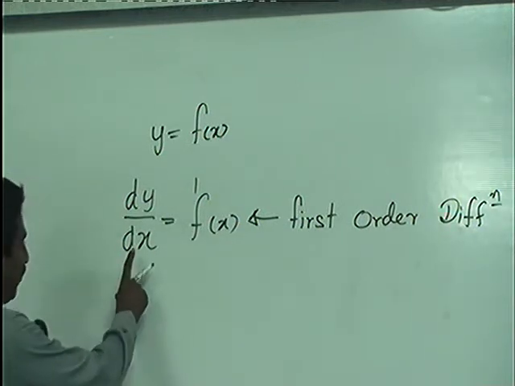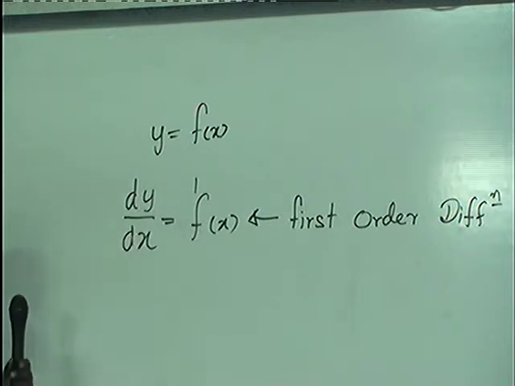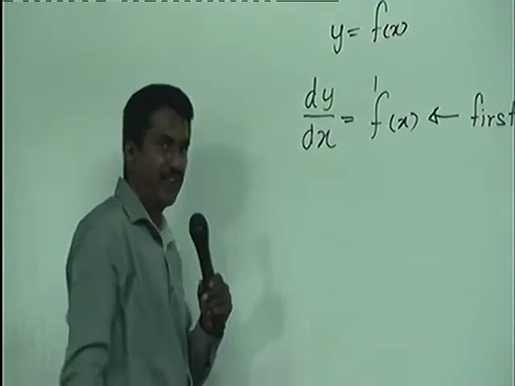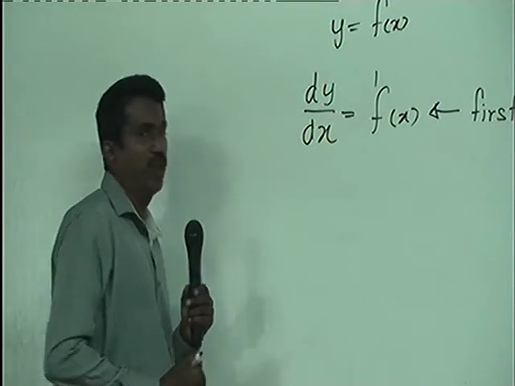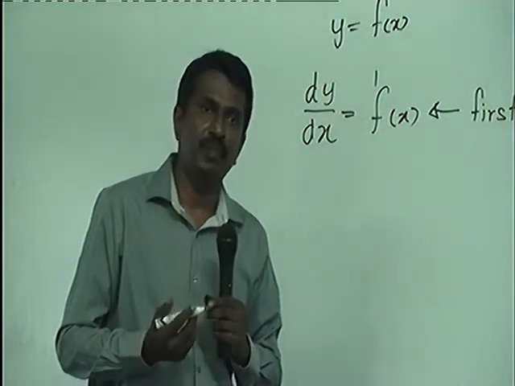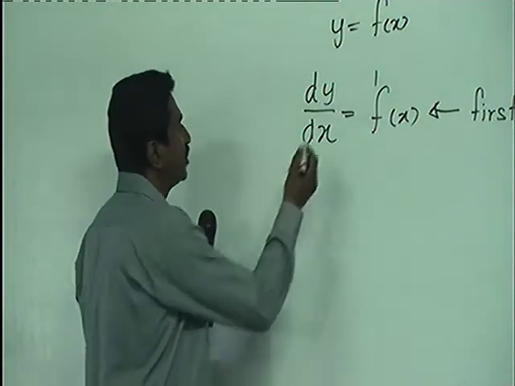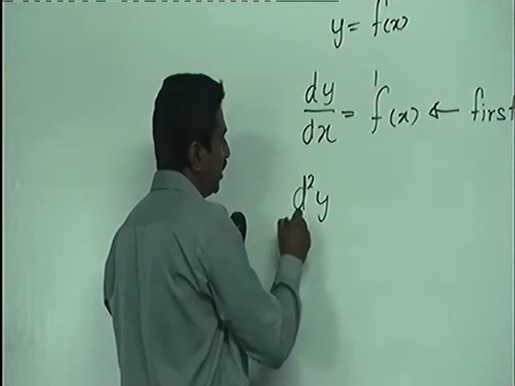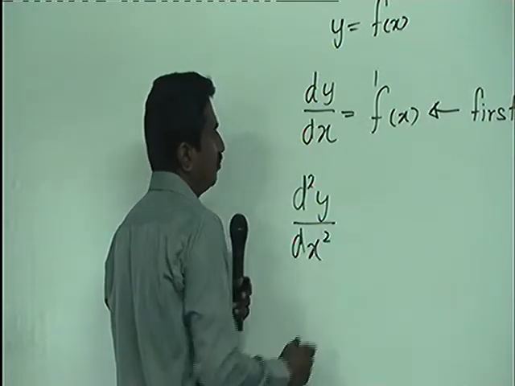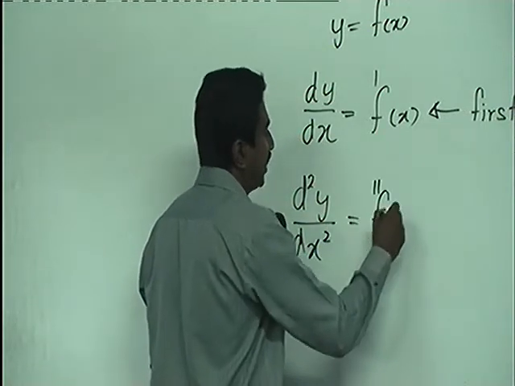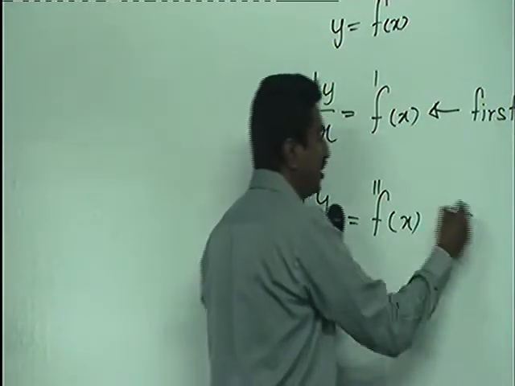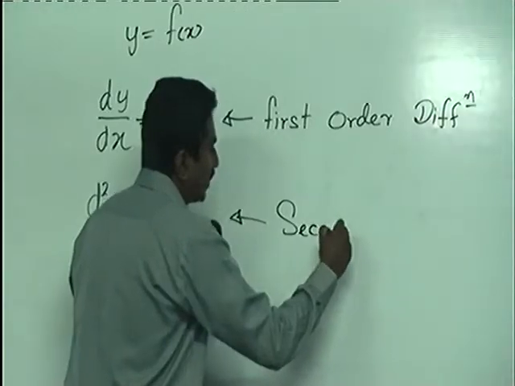So, the function is already differentiated here. y equals f(x) is a function. You already differentiated, dy by dx equals f dash x. Now, I want to calculate the second order differentiation. That means, another time we are going to differentiate the function. So, the notation is d2y by dx2, which is equal to f double dash x. f dash x means the first order differentiation, and f double dash x is the second order differentiation.